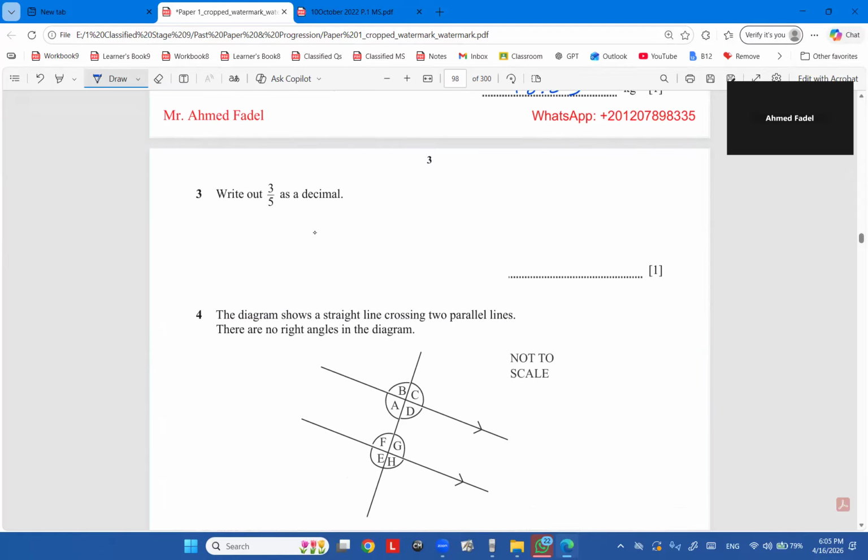Write out 3 over 5 as a decimal. Multiplying this by 2, is going to give you 6 over 10, which is 0.6. Or you should know already that 1 over 5 is the same as 0.2. 2 over 5 is the same as 0.4. So actually, it shouldn't take you time to work out anything. You just know that it's 0.6.